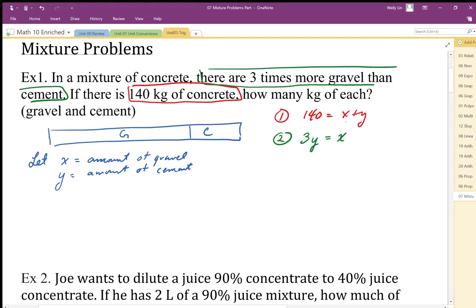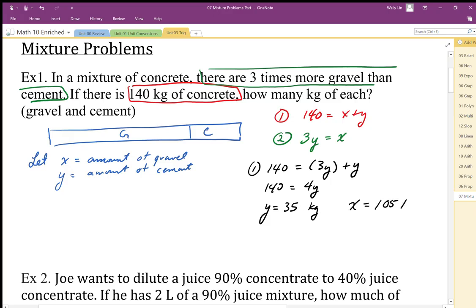I'm going to substitute x in here, so I'm going to take equation 1. So I have 140 is equal to 3y plus y. I did a like for like replacement and solve for y. So y works out to be 140 divided by 4, which is 35 kilograms. We have to make sure we solve for x. So if y is 35, then x is going to be 3 times that, which is going to be 105 kilograms.